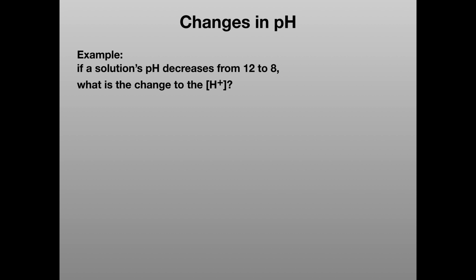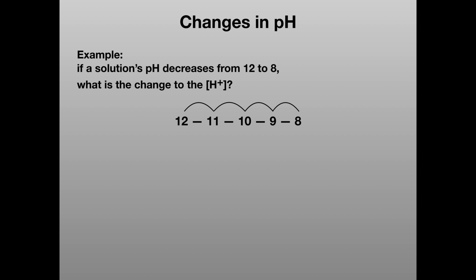Here we have a solution where the pH decreases from 12 to 8. Again, what's the change in hydrogen ion concentration? Well, at pH 12, hydrogen ion concentration is 10 to the minus 12. At pH 8, hydrogen ion concentration is 10 to the minus 8. How many steps are we moving? 12 to 11, 1. 11 to 10, 2. 10 to 9, 3. 9 to 8, 4.